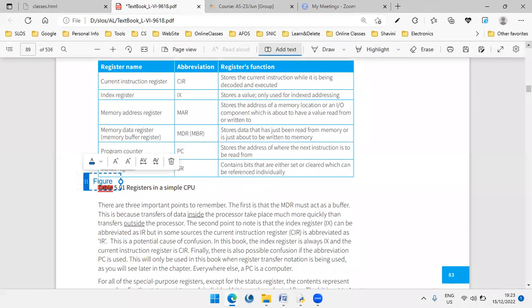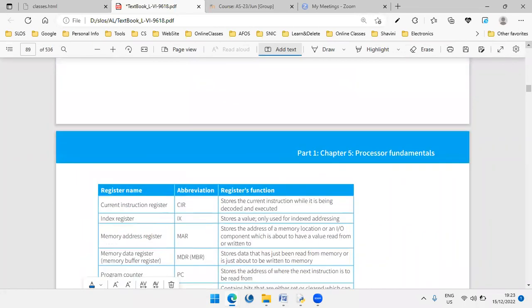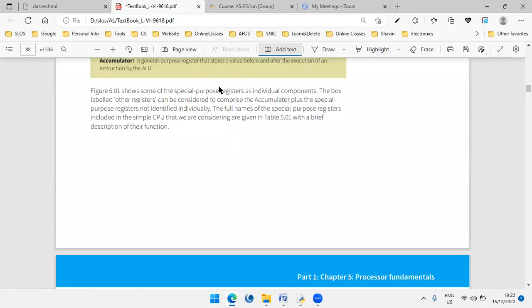So what does figure 5.01 give? Special purpose registers as individual components. The box labeled other registers can be considered to comprise the accumulator plus the special purpose registers not identified individually. Comprise means they contain. So a collection. The full names of the special purpose registers included in the simple CPU that we are considering are given in table 5.01 with a brief description of their function.